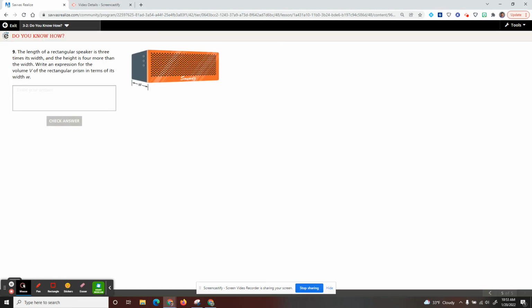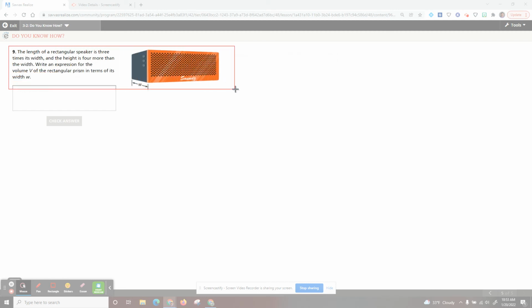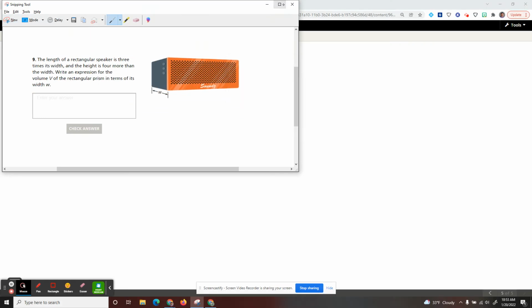So the length of a rectangular speaker is 3 times the width, and the height is 4 more than the width. Write an expression for the volume V of the rectangular prism in terms of its width. Okay, so let's first write out what the dimensions are.